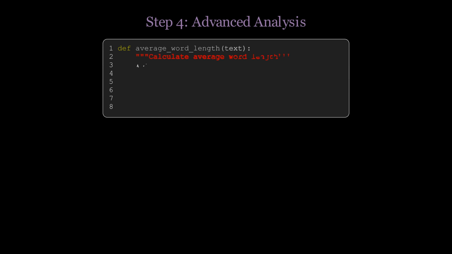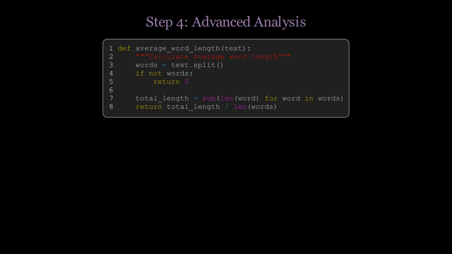Let's add advanced features that provide deeper insights into the text. We'll calculate average word length and identify the most frequently used words. Average word length sums all word lengths and divides by word count. We check for empty text to avoid division by 0. This metric indicates text complexity. Longer words often mean more formal or technical writing.